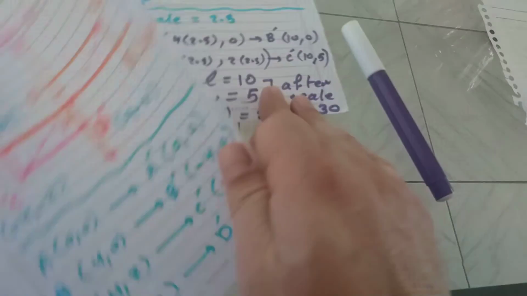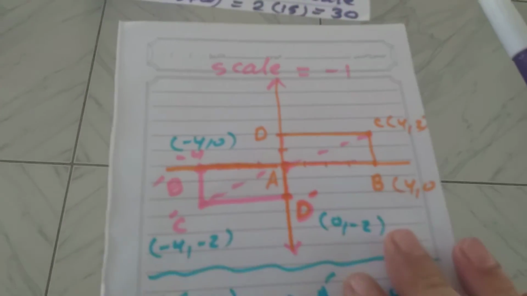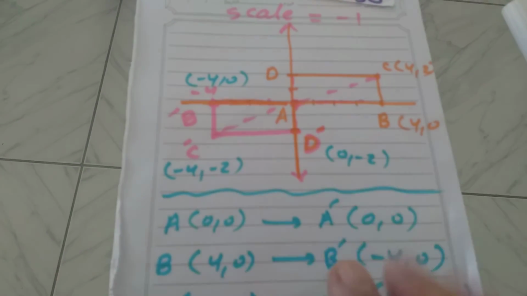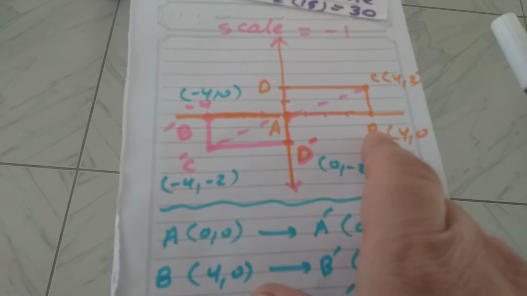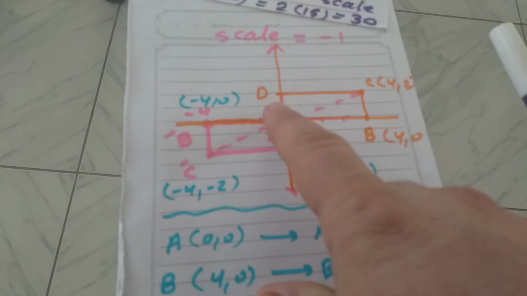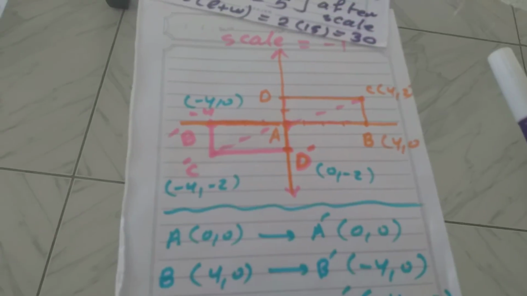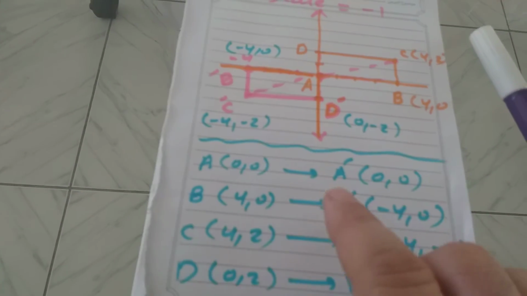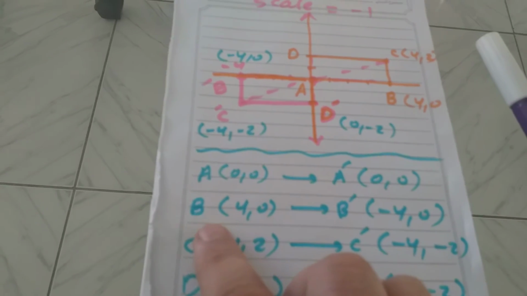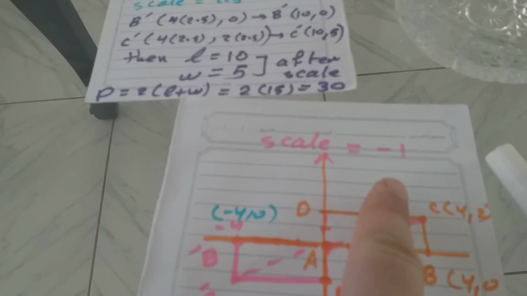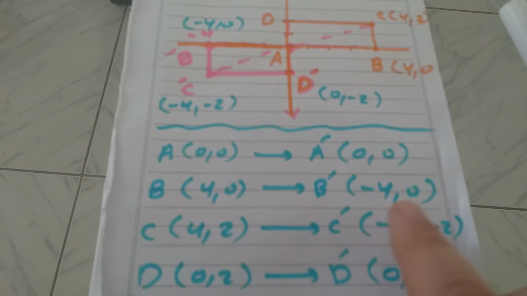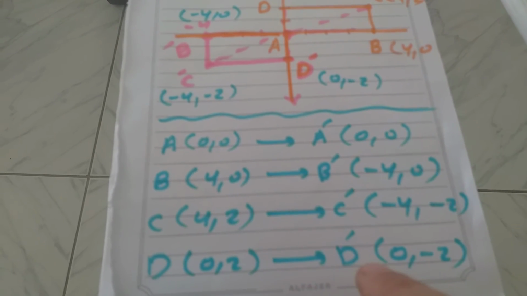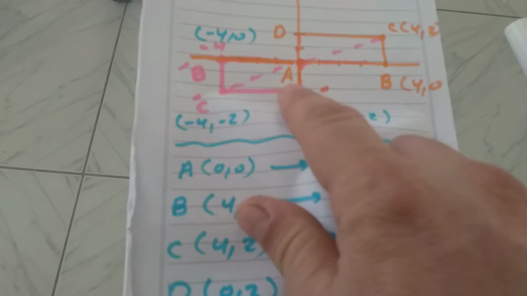The last thing we were talking about, look at the figure. I have a scale factor of negative 1. The original figure was A, B, C, D, with coordinates (0, 0), (4, 0), and (4, 2), and this one was (0, 2). After the transformation, (0, 0) is still the same, A prime (0, 0). B (4, 0), with the scale factor we said is negative 1, is going to be (-4, 0). (4, 2) became C prime (-4, -2). And (0, 2) became (0, -2). Look at the figure.